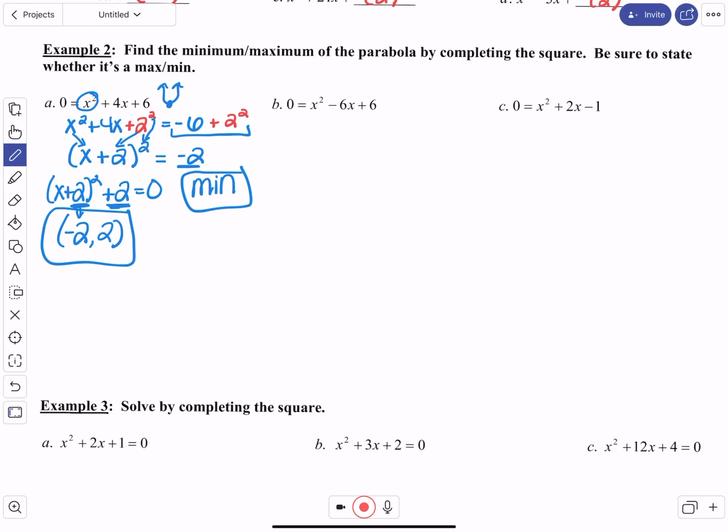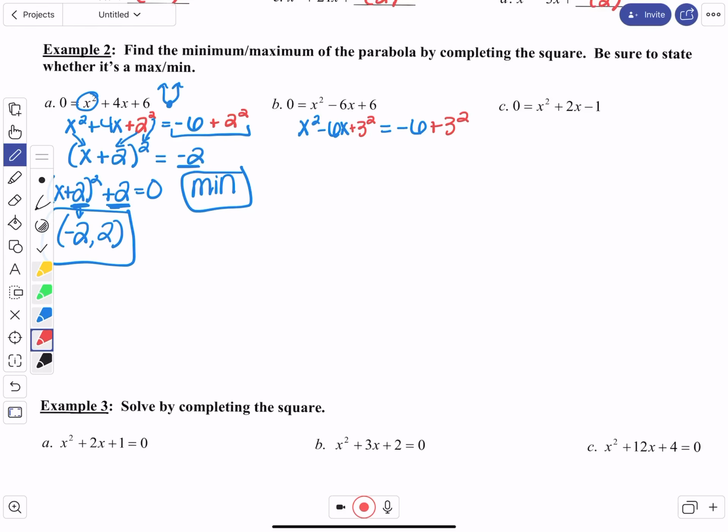Okay, so for the next one, completing the square. This one, you've got x squared minus 6x. Leave your space. Move that 6 to the other side, so it's going to be negative. Okay, so now take half of 6, which is 3. So put plus 3 squared, plus 3 squared.